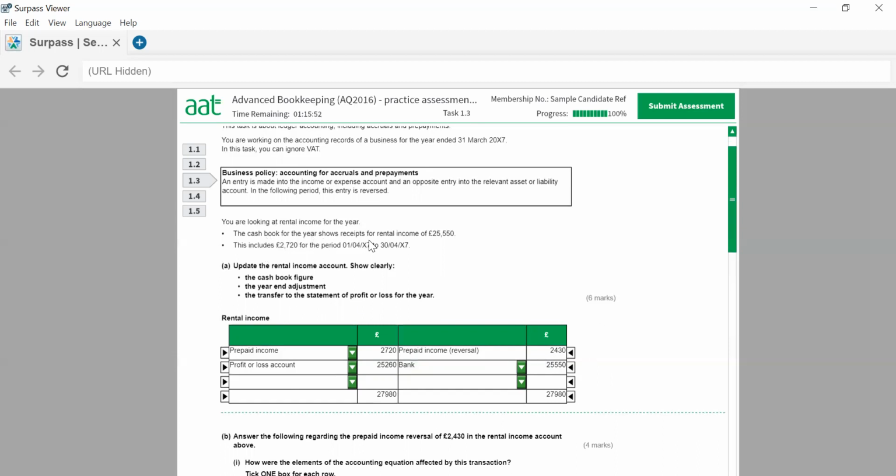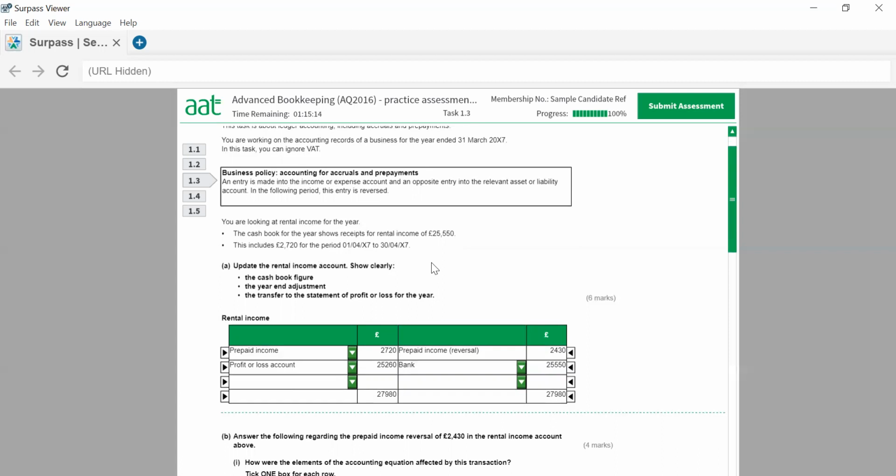So the cash book for the year shows receipts for rental income of 25,550. So all I've done is just put that. So we'd debit the bank and credit the rental income 25,550. Straightforward enough. But within that 25,550, it says it includes £2,720 for the period from the 1st of the 4th X7 to the 30th of the 4th X7.